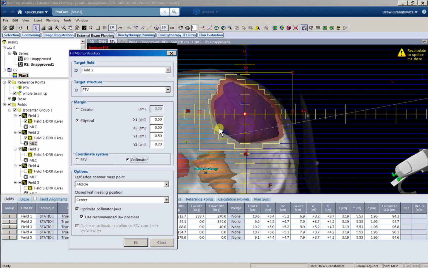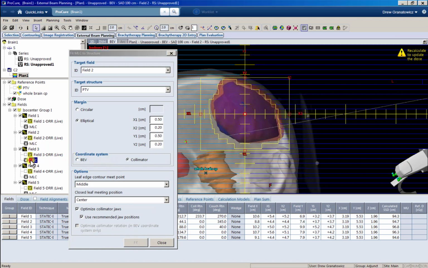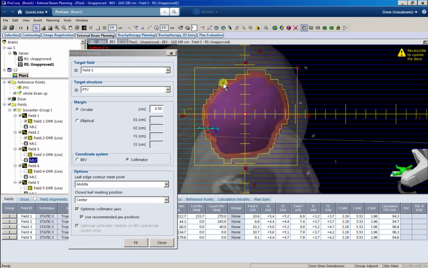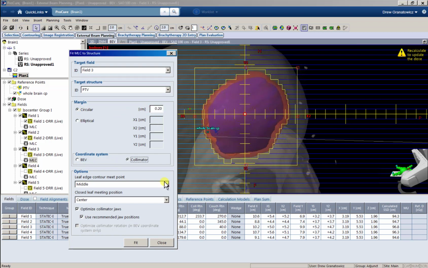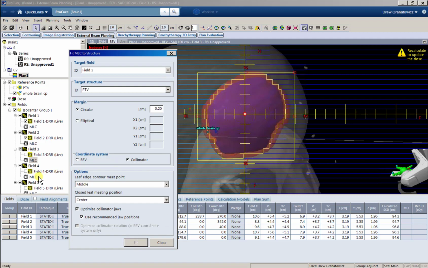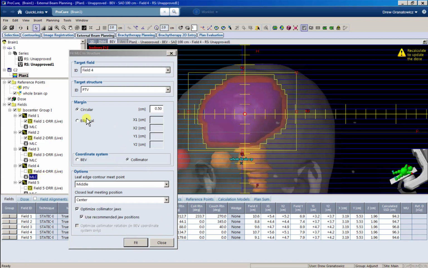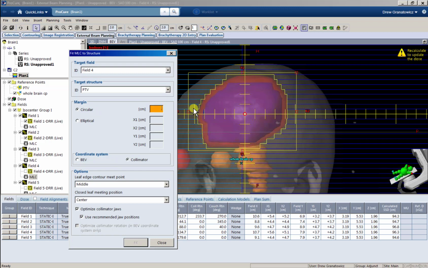X1, I got to leave it because I don't want to lose any more coverage right here. Y1, I'll leave. It's so close right there, but X2, we can certainly cut X2 down. Field 3 is an easy one. We're kind of overdoing it everywhere, so I can leave it on circular and just adjust the whole block. Same with field 4. Let's just do the whole thing.